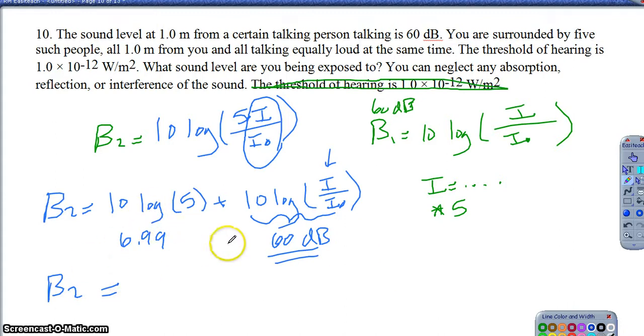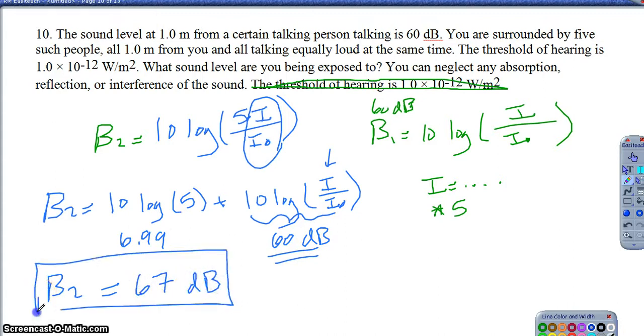I'm going to take my 7, I'll call that 7, and then add it to my original 60 decibels. So the total loudness would be about 67 decibels of loudness, right? So by having 5 people instead of 1, it increases by 7 decibels. So anyway, making sure we're comfortable with a question like this. Again, there's nothing wrong with solving for the intensity first, but in this case I actually don't need to if I take advantage of my logarithmic properties. Either way, you should get about 67 decibels.